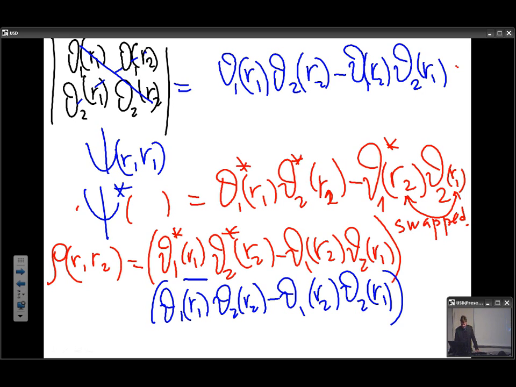So we have a product of two factors, and each factor consists of two terms. So there will be a total of how many terms after we open the bracket? Yes. And we are going to integrate this over, let's say, dR2, so that the result will depend only on R1.